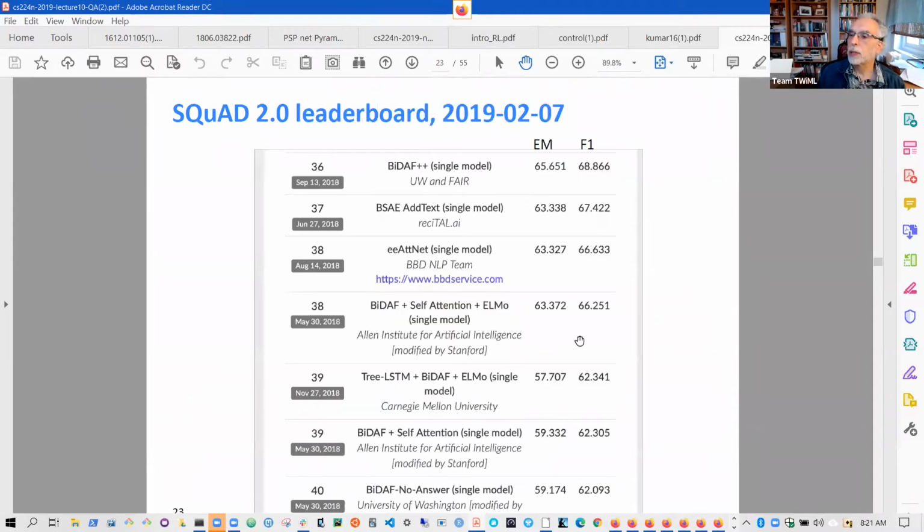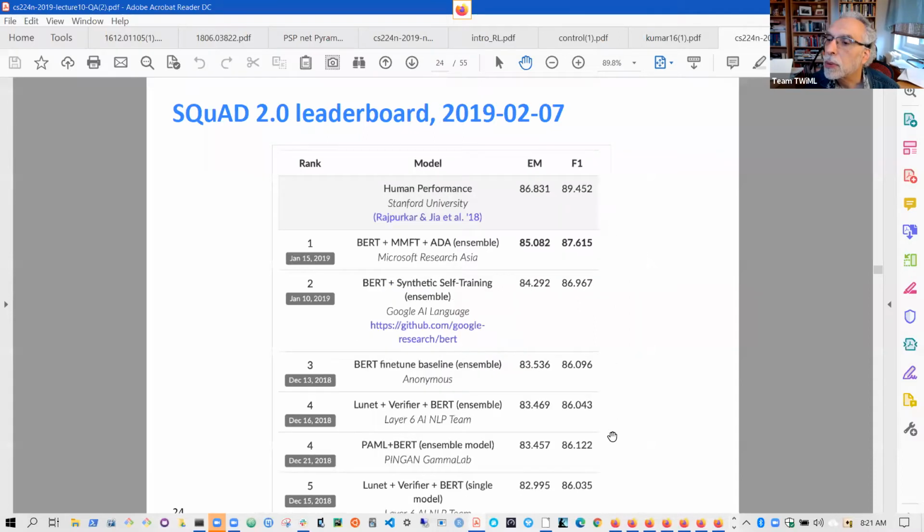So then here's the Squad 2 leaderboard, I guess the bottom of it. And apparently, even in Squad 2, they reached human performance in 2018. And the team was led by the same Stanford graduate student who created the Squad data set. So I guess this is still a big deal. The Squad data set is still considered as something you'd want to be able to do well on if you're interested in question answering.